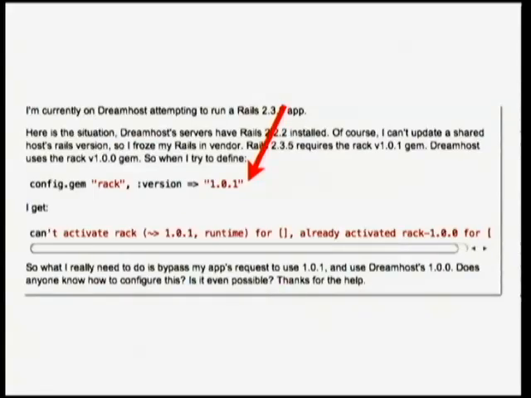And this is my favorite one, I mean, one of them at least. This was, again, just posted on Stack Overflow, and this person was trying to get a Rails application running on DreamHost. This Rails application depended on Rails 2.3.5, which in turn depended on rack tilde greater than 1.0.1. And when they try to boot it, they would get the gem activation error.